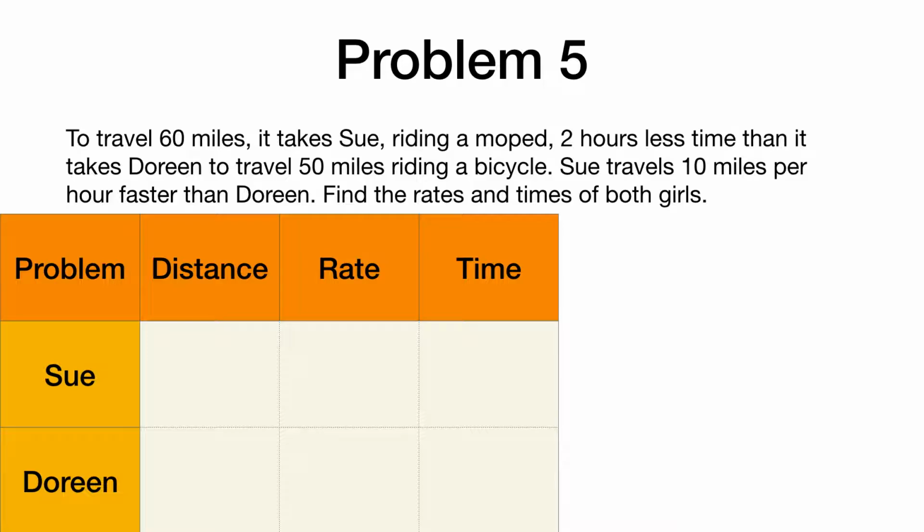To travel 60 miles, it takes Sue riding a moped 2 hours less time than it takes Doreen to travel 50 miles riding a bicycle. Sue travels 10 miles per hour faster than Doreen, so find the rates and times for both girls.